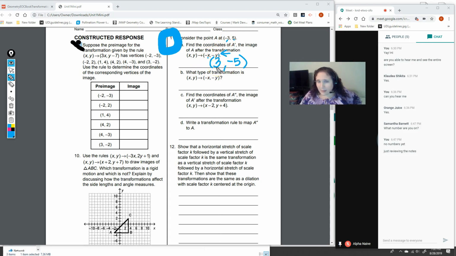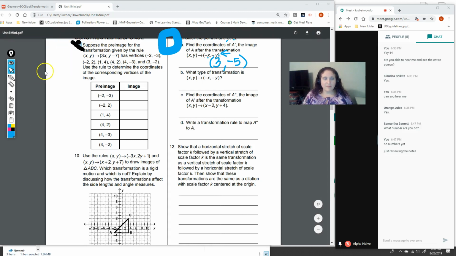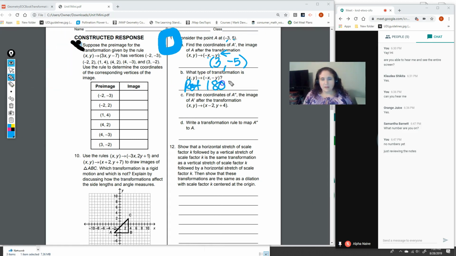Well, hopefully you remember how we did 3, 5, and then we flip to 5, 3, and then we flip to 3, 5. So this one is a rotation of 180 degrees.